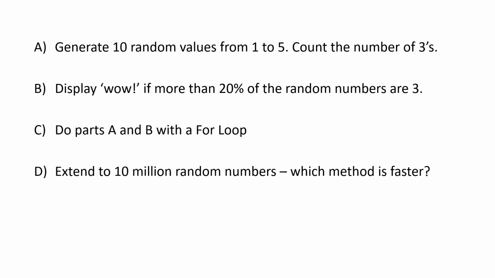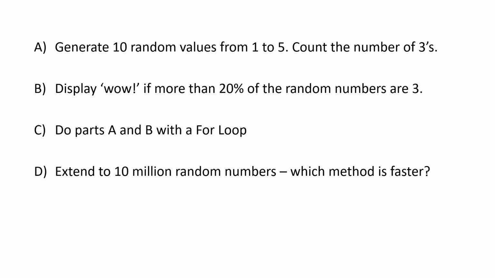Let's take a stab at this problem. Part A is to generate 10 random numbers from 1 to 5. So randomly generate a 3, randomly generate a 2, a 4, 1, 5. This will be from a uniform discrete distribution. And then we want to count how many 3s there are.